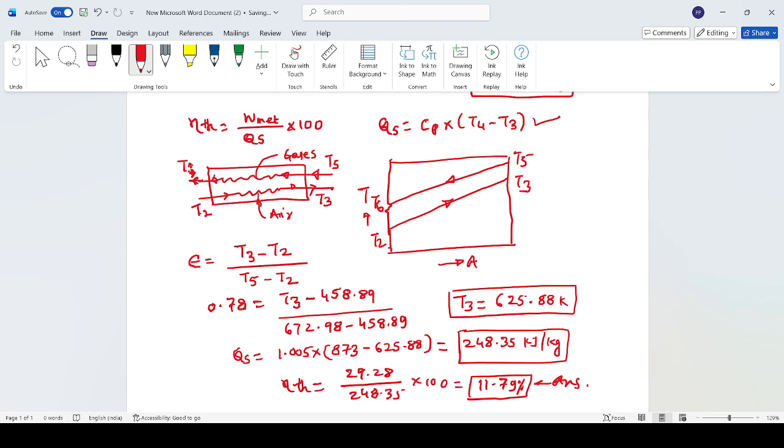I hope that you have understood this exercise. This exercise dealt with the simple gas turbine cycle provided with the arrangement of regeneration. In the next sessions, we'll see some of the exercises associated with the intercooling arrangement as well as the reheating arrangement. They are used to improve the performance of the gas turbine cycle.